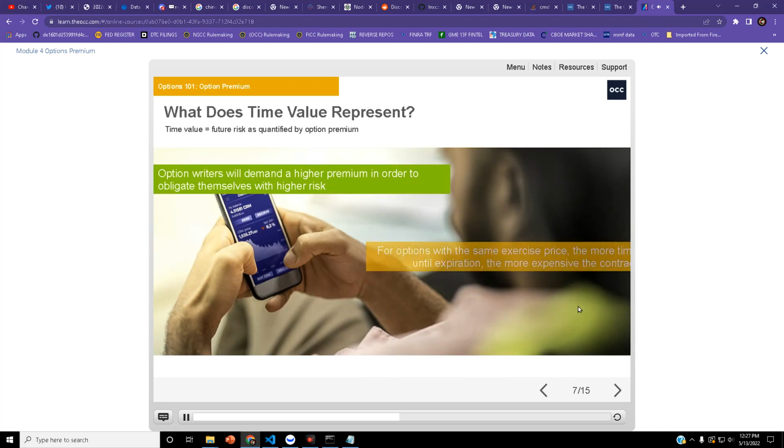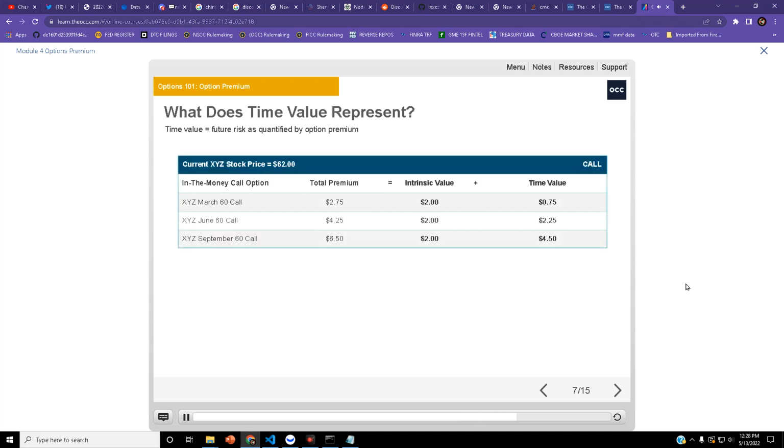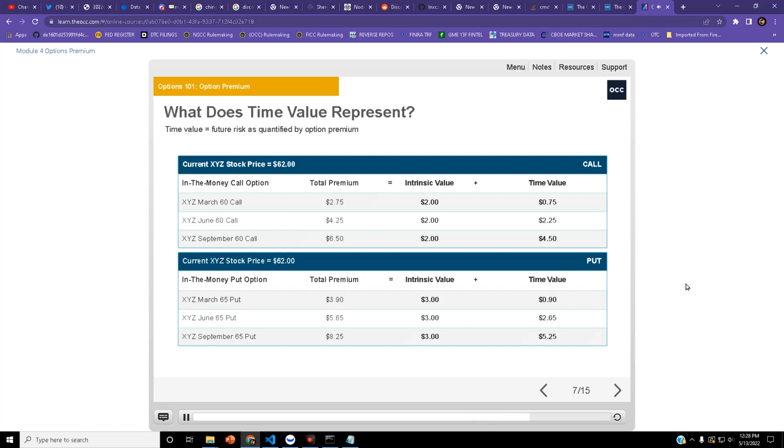Logically then, for options with the same exercise price, the more time until expiration, the greater the time value component of an option's premium and the more expensive the contract. Or, more simply put, the saying of time is money directly applies here, as the longer the maturity, the more premium the option commands. Let's consider a couple of examples of in-the-money calls and puts.